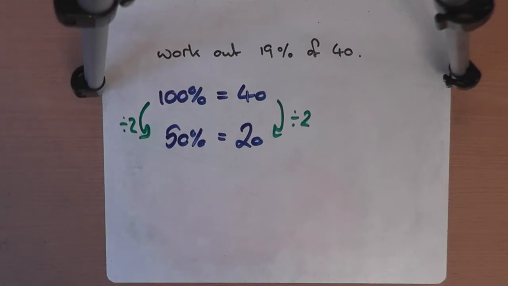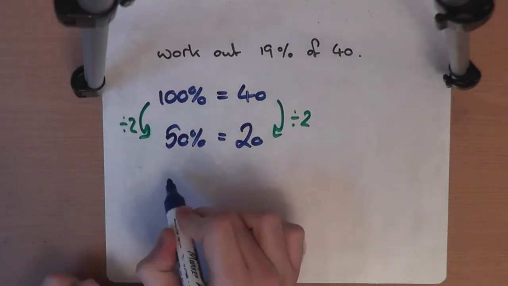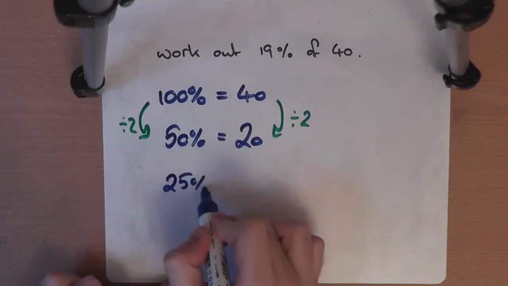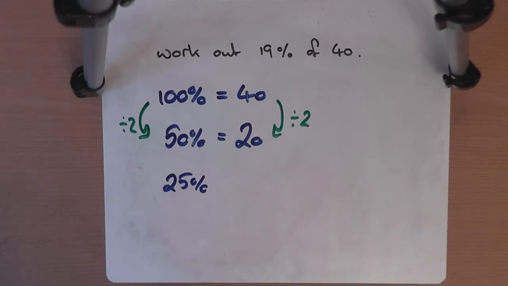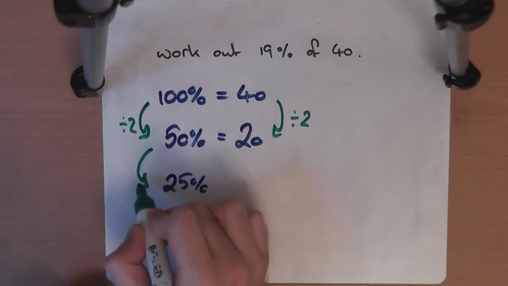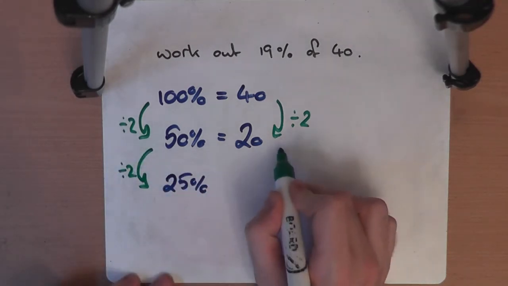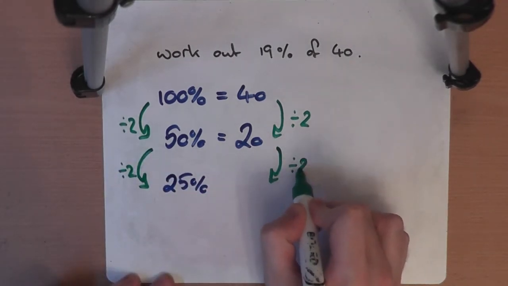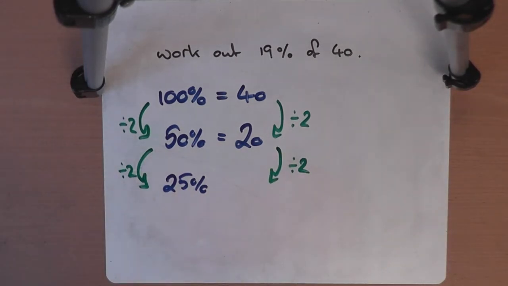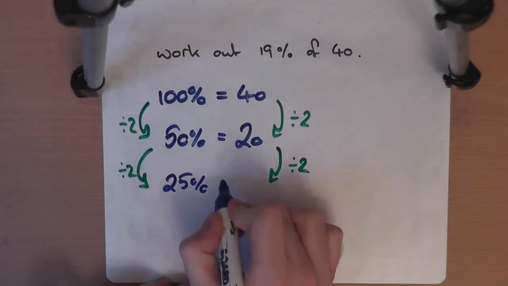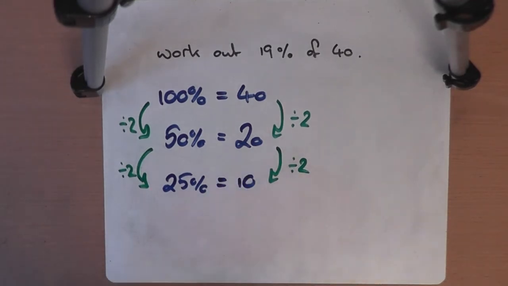Could we use 50% to find a useful one? Well, yes, we could, because surely we could then find 25%. How? Well, we could just divide by 2 again, because 2 25s make a 50. So if we divide by 2 again, we can do half of the 50% to get 25%, and so half of the 20 will give us 10, and 25% will also be 10.